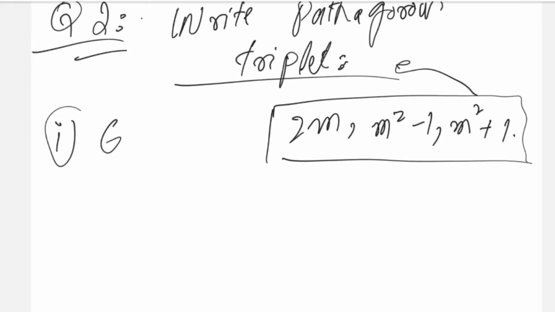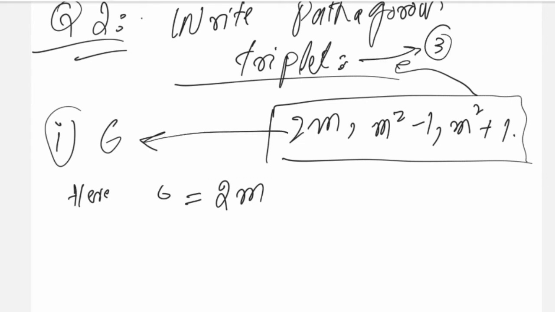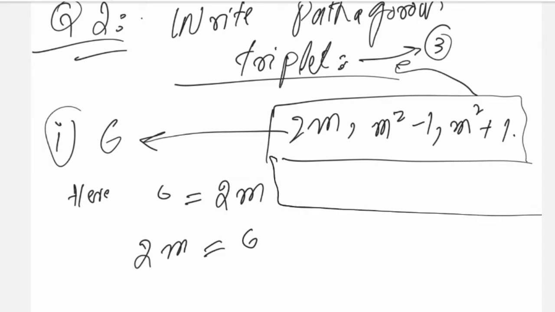So here we have 6. So 6 is equal to m. Because one number is already given, he said Pythagoras triplet. Triplet means there are 3 numbers in that. So the first number is already given, that is 6. 2m is equal to 6. So we get the first number as 6. I'll write here: first number is 6.